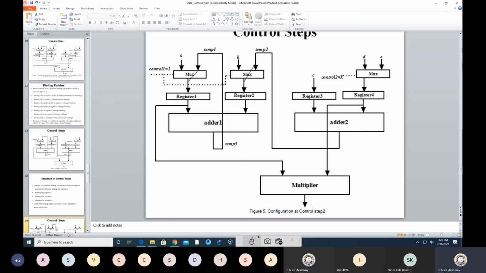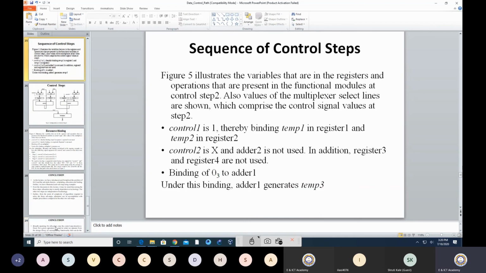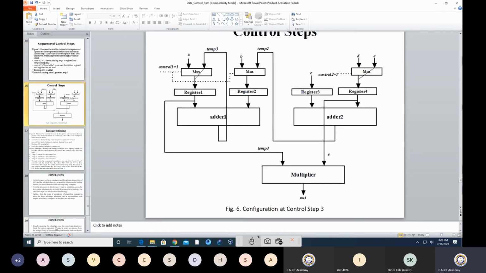टेम्प 3 फिर से मेरे रजिस्टर 1 के मक्स के इनपुट में जाएगा, जहां से सिलेक्शन होगा कि वो रजिस्टर 1 में जाएगा कि नहीं. फिर यहां पे नेक्स्ट टाइम स्टेप में मुझे क्या करना है, ई लेना है, तो मुझे उसके हिसाब से सिलेक्शन कंसीडर करना है. तो तीसरे टाइम स्टेप में मैं क्या करूंगा कि कंट्रोल 1 रहेगा, कंट्रोल टू भी 1 रहेगा, जिसकी वजह से मेरा टेम्प 3 यहां से आएगा मल्टीप्लायर के लिए और ई यहां से आएगा मल्टीप्लायर के लिए, and that will generate the desired out.